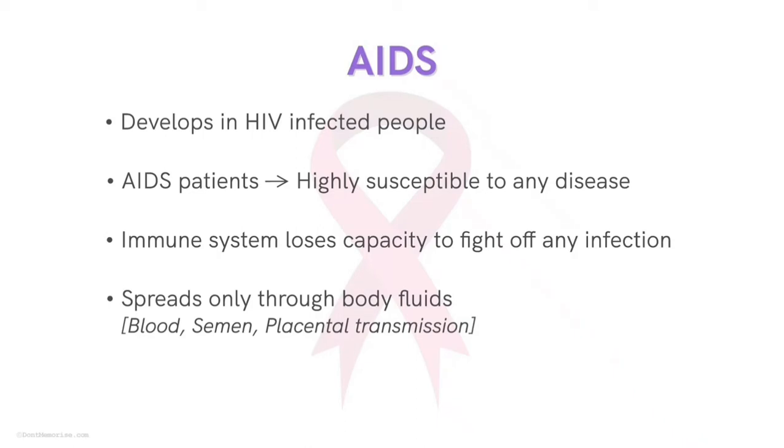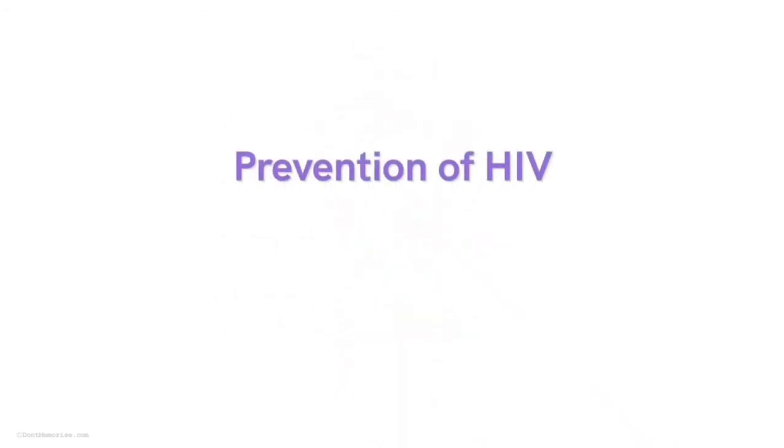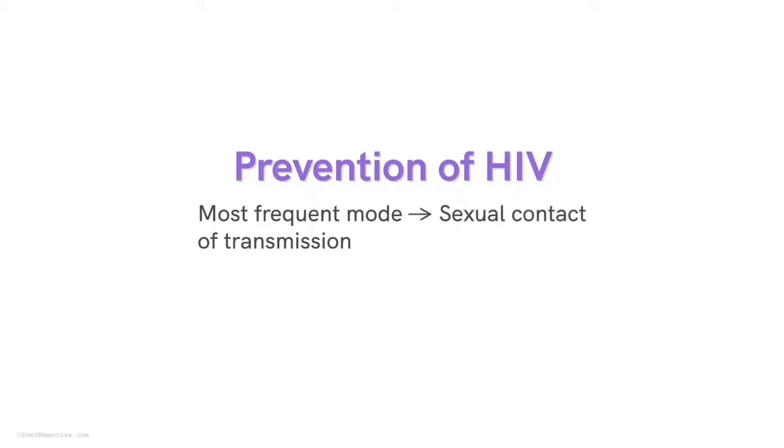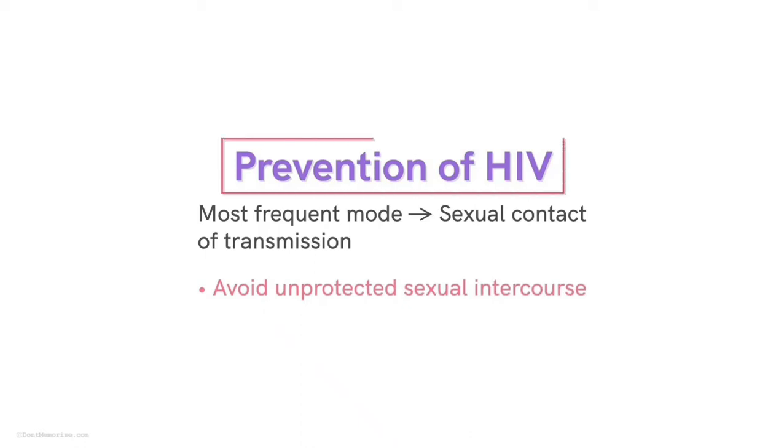We have often heard the saying, prevention is better than cure. This is very much apt in the case of AIDS, as there's no cure once the disease reaches a particular stage. The only thing that can be done is prevention. And how is that achieved? Since ages, the most frequent mode of transmission is through sexual contact. Thus, avoiding unprotected sexual intercourse is the best way to prevent transmission of HIV.